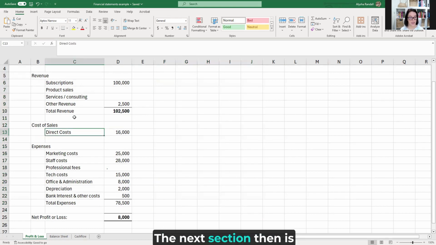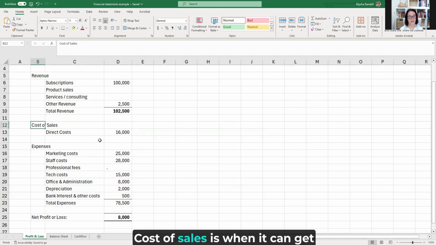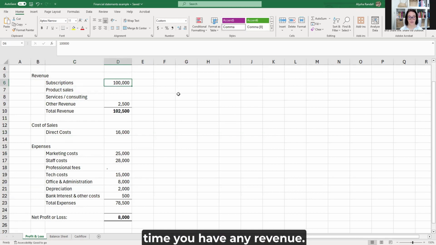The next section then is your cost of sales. Revenue is very easy to understand. It's the money that you get for your business. It's quite straightforward. Cost of sales is when it can get a little bit more complicated, because what is the definition of a cost of sales compared to your other expenses? Well, essentially, it is the cost that you have to pay every single time you have any revenue.